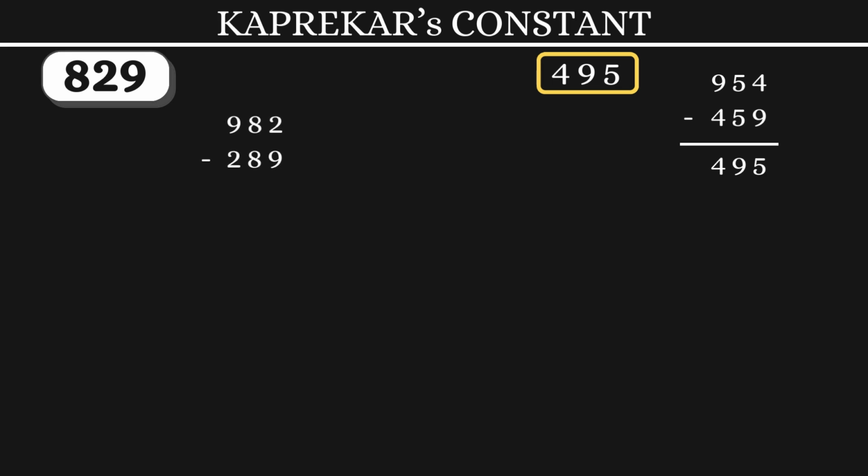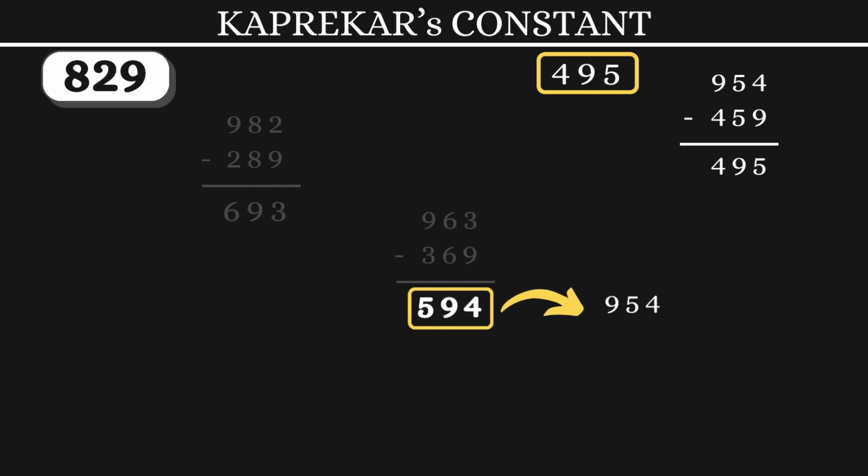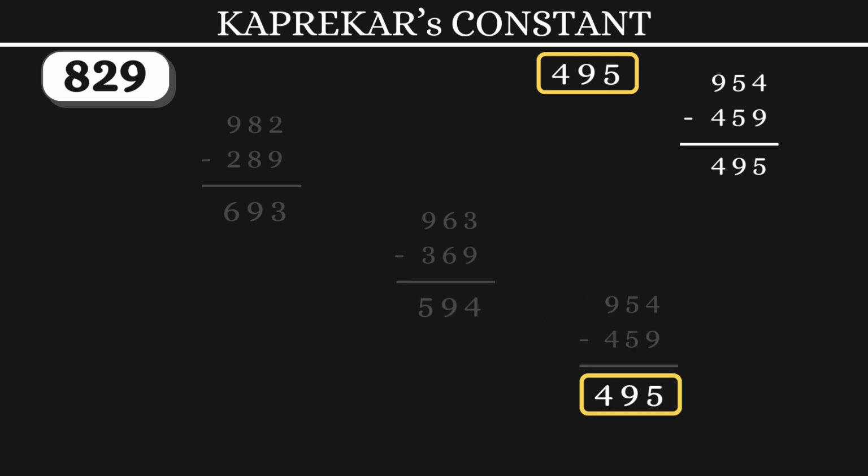829. 982 minus 289 is 693. 963 minus 369 is 594. 954 minus 459 is 495. So there we have our magic number again.